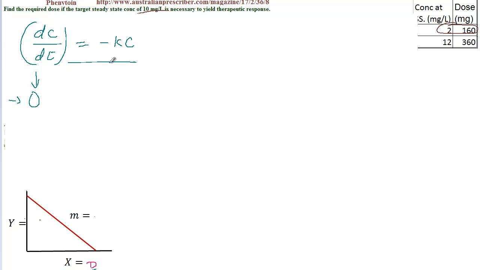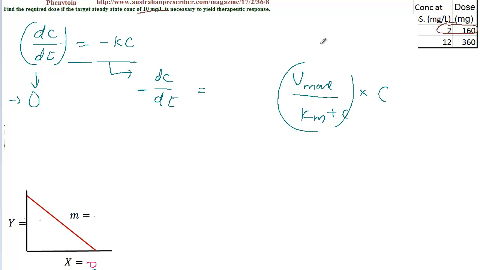Let's write the same equation for non-linear pharmacokinetics. Here, dC/dt is equal to negative Vmax over Km plus C, times C. Previously it was just a negative k. Now it has changed to non-linear because we are discussing phenytoin, a drug similar to phenytoin, which has a saturable metabolism, right?